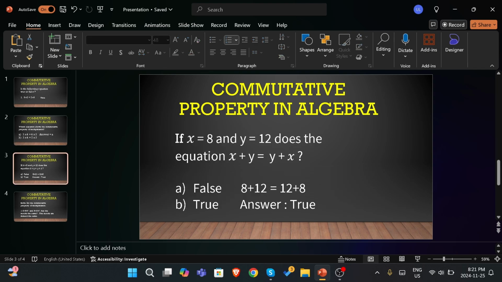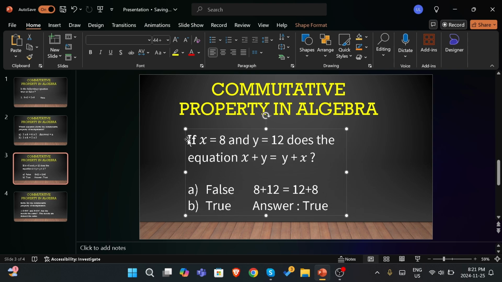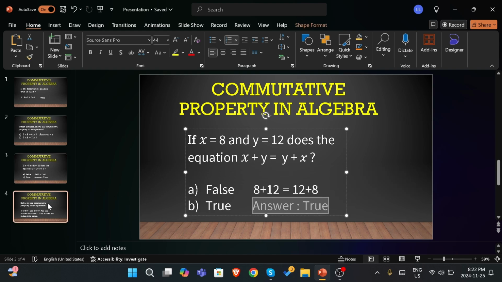All right. Now our third question here. So if x is equal to 8 and y is equal to 12, does the equation x plus y is equal to y plus x? So this is the same thing. So x is basically the 8, where they are giving the value, and y is equal to 12. So 8 plus 12 is indeed 12 plus 8, which gives the result for both of them as 20. So yeah, the answer is indeed true.